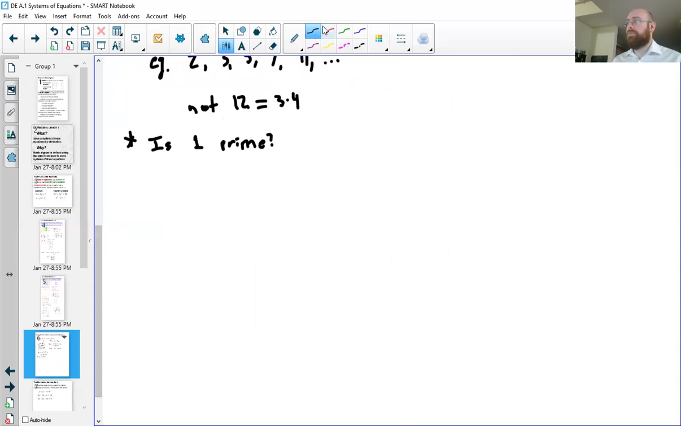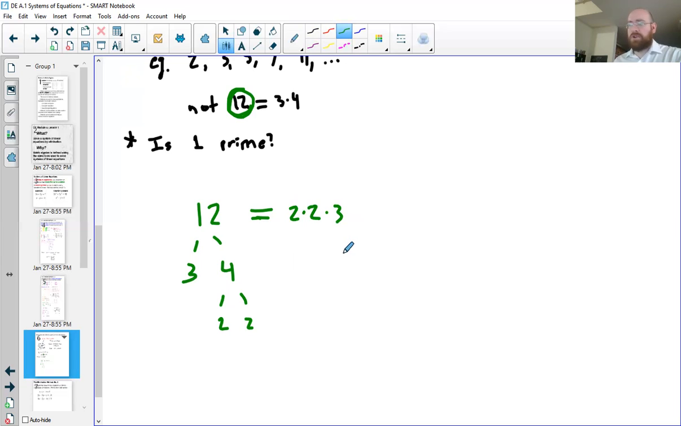So let's come back to this example of 12. 12 is not prime. We would call it a composite number because it's composed of primes. So 12, we can think of as 3 times 4. And then 4 is 2 times 2. So the prime factorization of 12 is 2 times 2 times 3. If we want to get really fancy, we could write it as 2 squared times 3, but this middle form is sufficient.